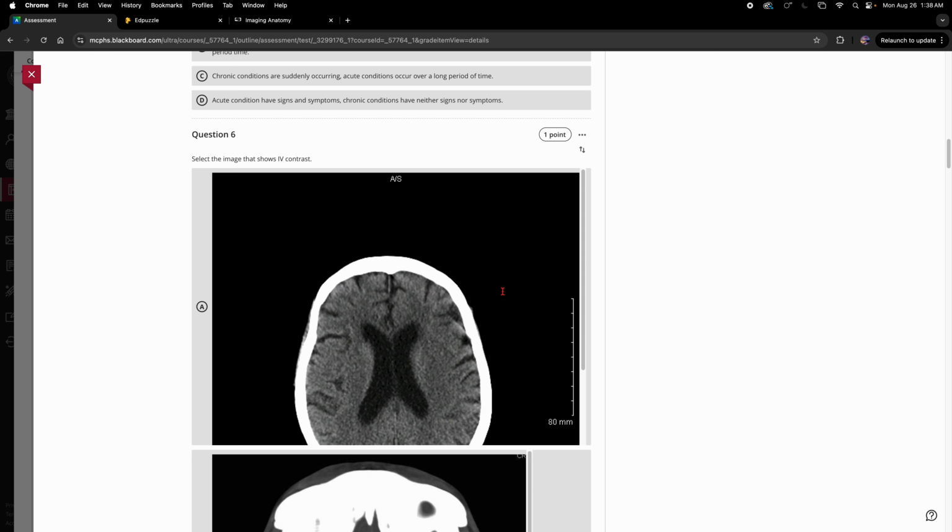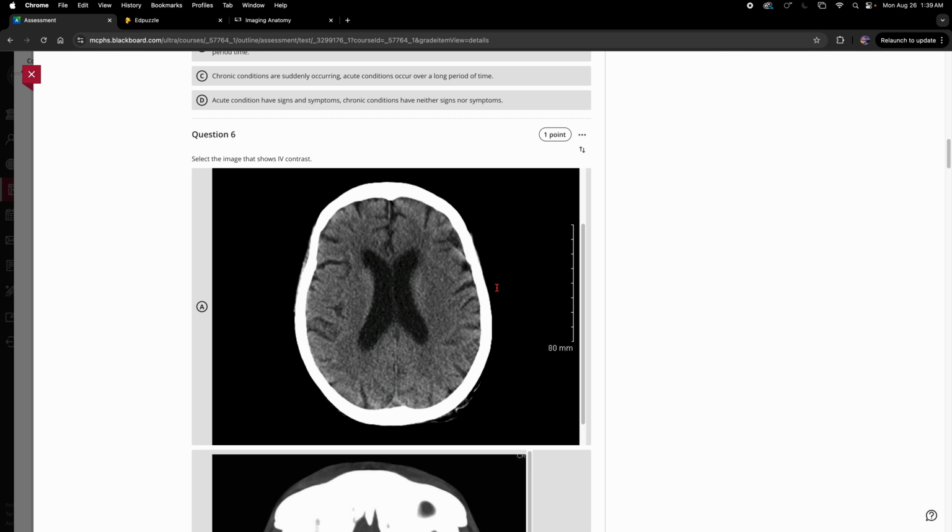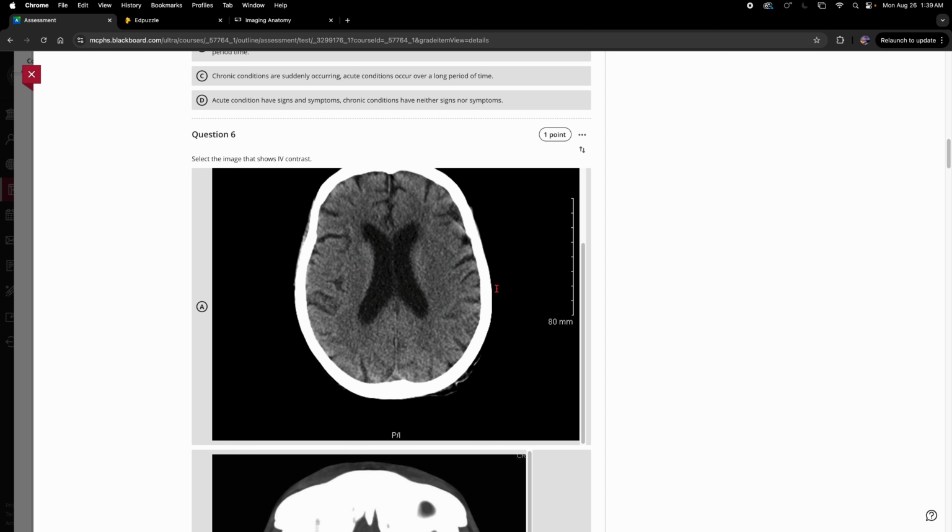Question 6. Select the image that shows IV contrast. All right, so the reason we give IV contrast, as a reminder, is to help us delineate structures that would look similar to other structures around it. So typically we inject or have the patient ingest contrast. We inject the contrast in the veins, or sometimes we insert it into the digestive tract retrograde.